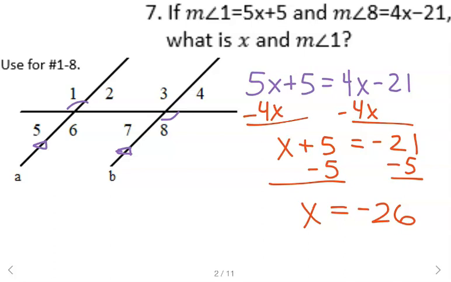Yeah, I'm going to fix this on the printout version. I'll fix those signs so that it'll come out to be positive. Sorry about that.